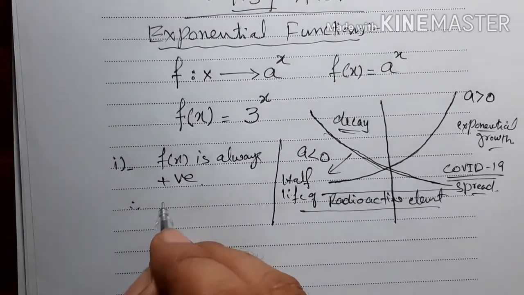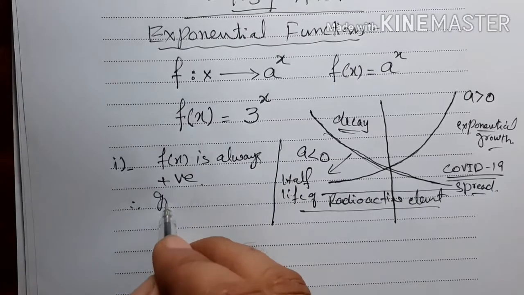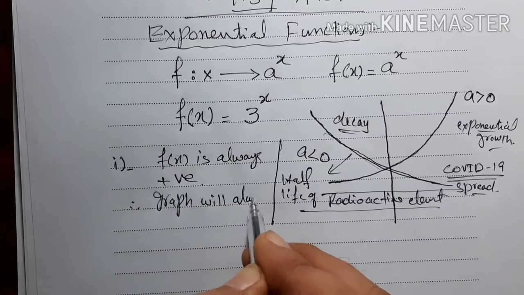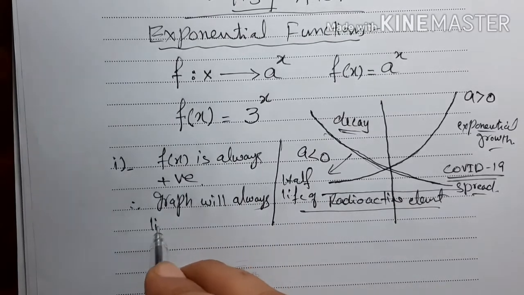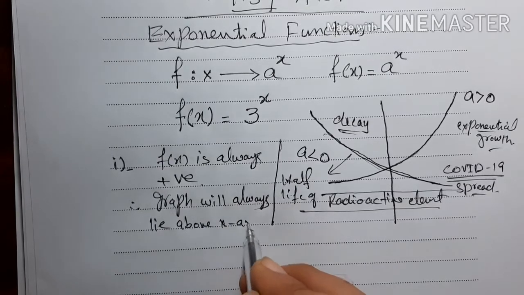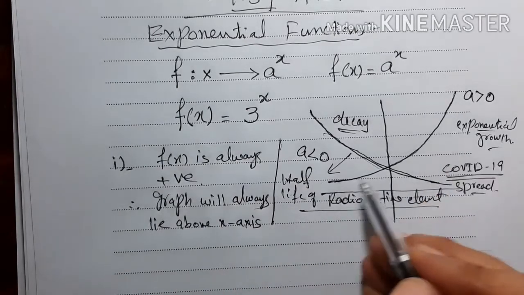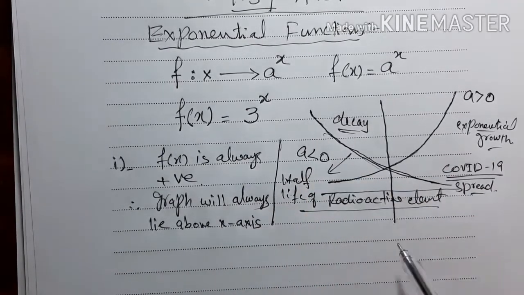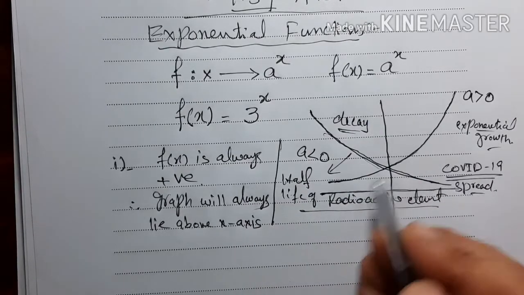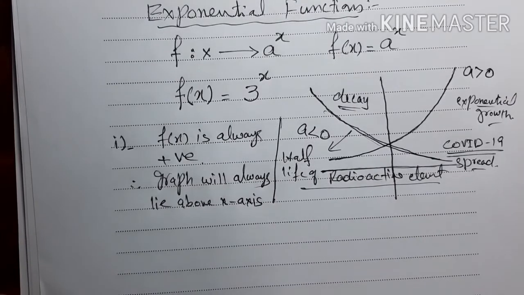Therefore, the graph will always lie above the x-axis. As you can see, the graph is not going downwards, it is lying above the x-axis.